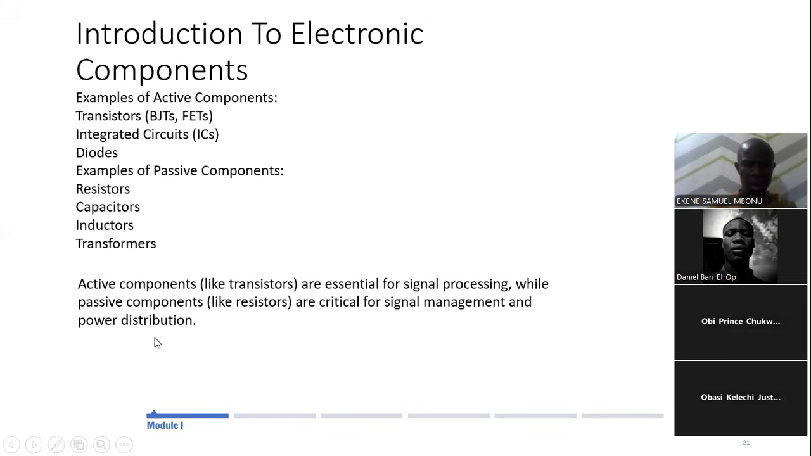Active components are necessary for signal processing, while passive components like resistors are critical for signal management and power distribution. Thank you. Okay.